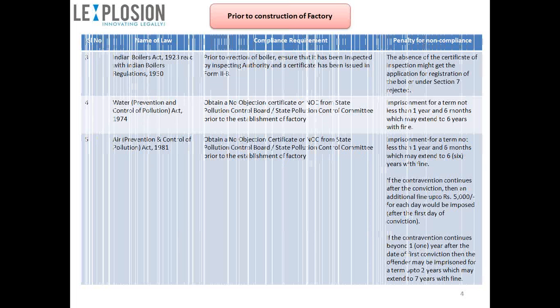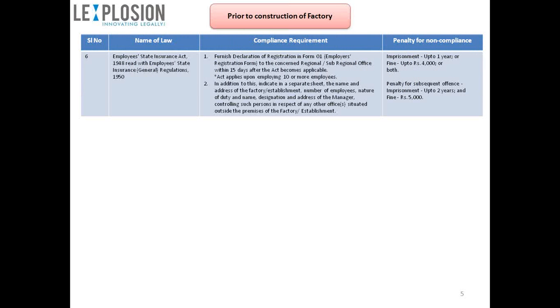You have a compliance under the Employee State Insurance Act, where you need to ensure that you are registered with the authority under the ESI Act. You need to ensure this if you're employing more than 10 employees in a specific factory location. You need to furnish a declaration of registration in Form 1 to the concerned regional or sub-regional office within 15 days after the Act becomes applicable. So that is after you employ 10 or more people, you need to furnish this declaration.